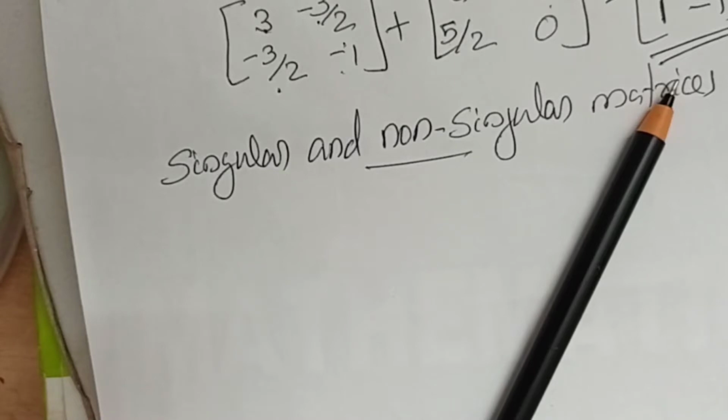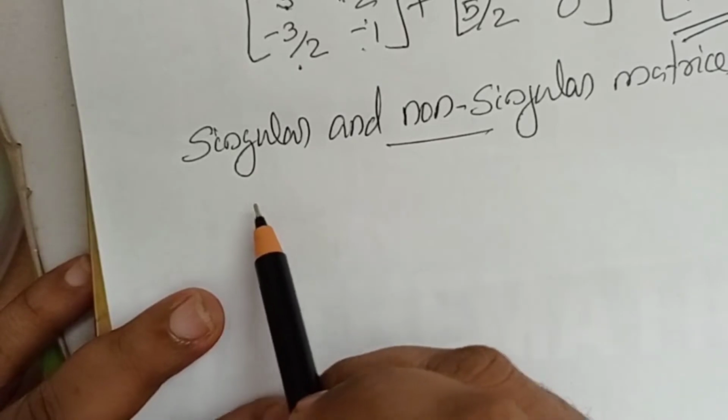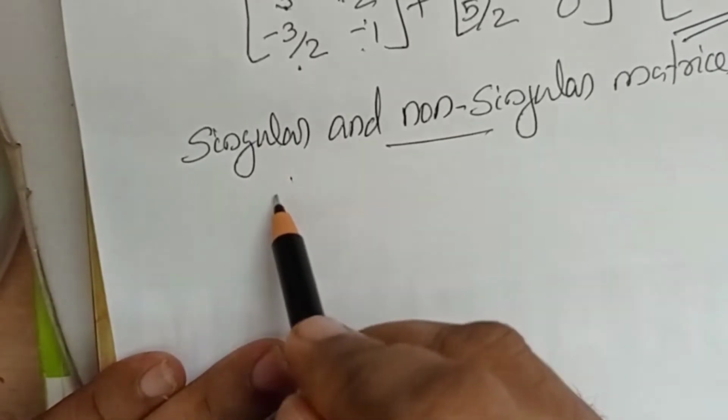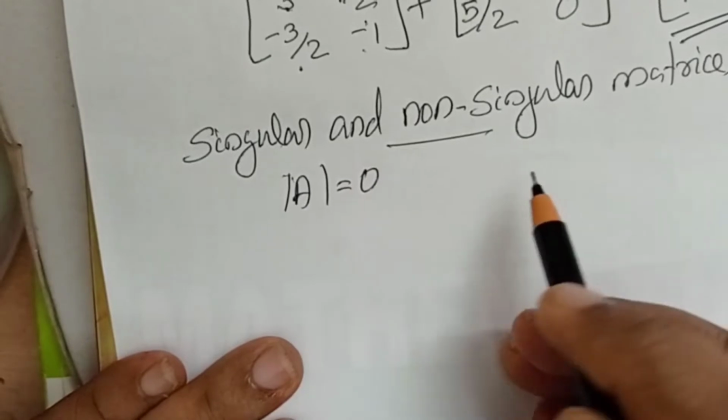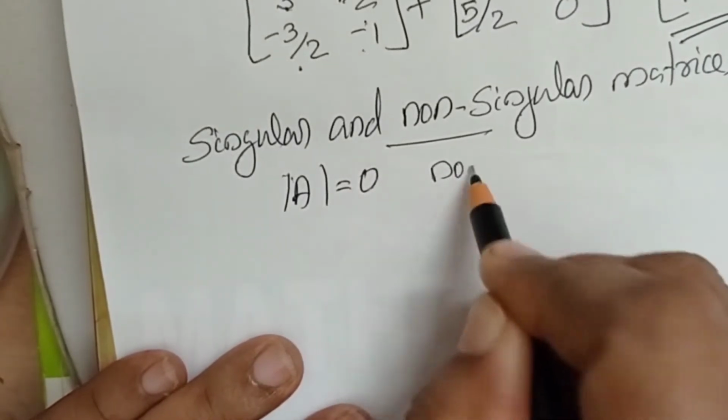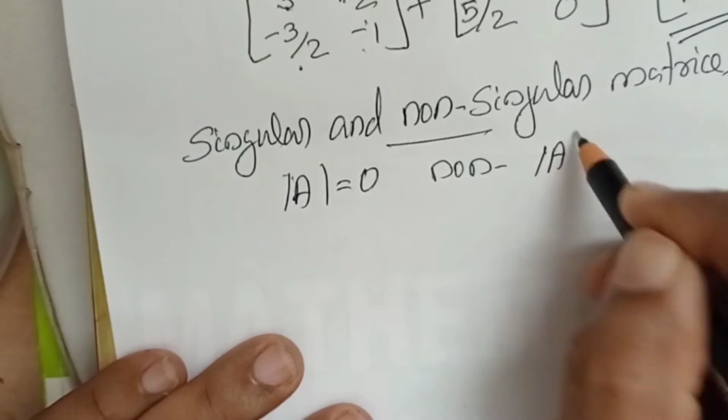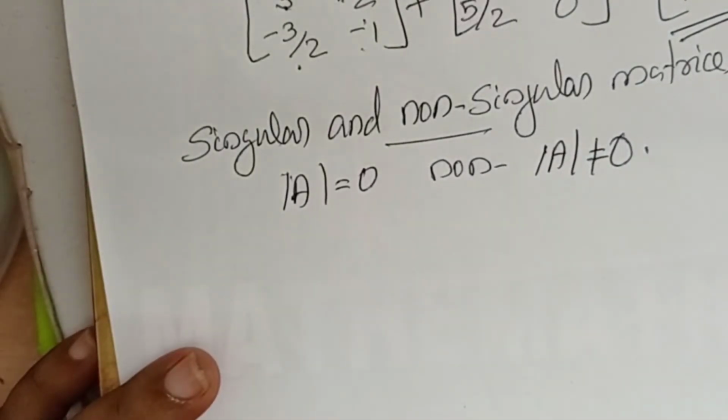A square matrix capital A is said to be singular if determinant A equal to 0. Then what is the next heading? Non-singular, determinant A not equal to 0. Singular means determinant A equal to 0 and non-singular means determinant A not equal to 0.